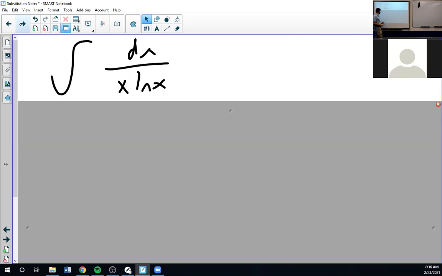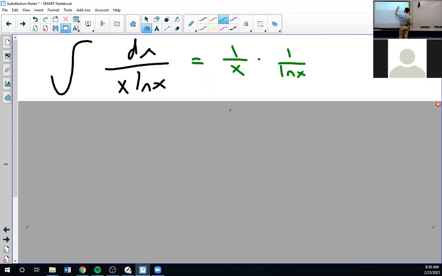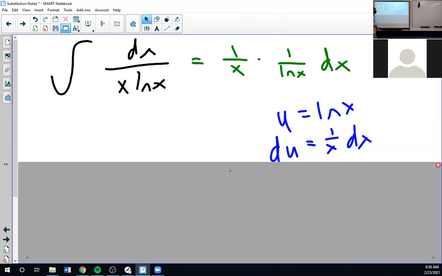Dx over x natural log of x. We were talking about how it might be easier to split off this integral, so I'm going to write this as 1 over x times 1 over natural log of x dx. And hopefully that makes it easier to see what u is going to end up being. U is going to end up being natural log. Why? Because something's happening to it. It's on the bottom of a fraction. And the derivative of natural log, which is 1 over x, is somewhere else in the problem.